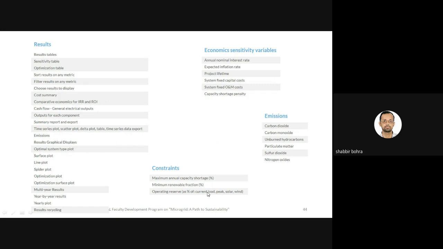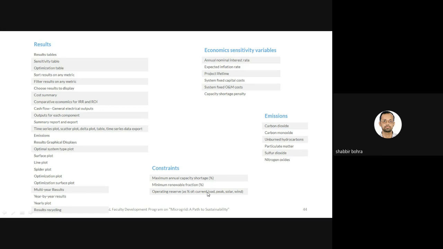Economics sensitivity variables are the annual nominal interest rate, expected inflation rate, project lifetime, fixed capital cost, fixed operation and maintenance cost, capacity shortage penalty. If we are designing a system which may likely come across capacity shortage, then what would be the penalty that one has to pay, that also can be supplied. In terms of the emissions, this will give you this set of emissions: carbon dioxide, monoxide, unburned hydrocarbons, PM, sulfur dioxide, nitrogen oxide, etc.